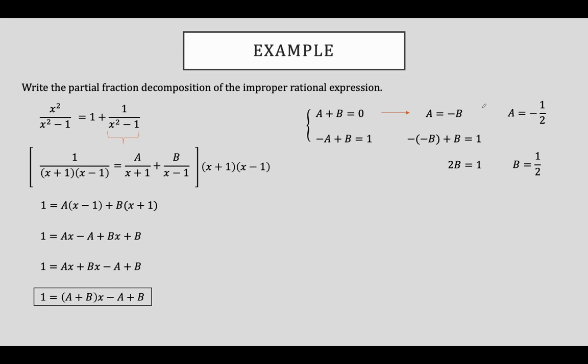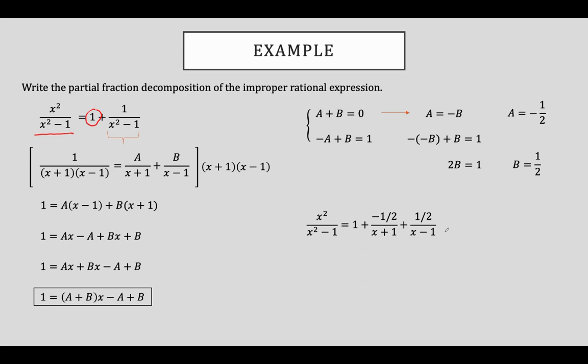All right, now that we've solved for the constants a and b, we are ready to write our final answer. I always recommend starting off with the original expression. X squared divided by x squared minus 1 is equal to. What did it break apart into? Well, don't forget about this 1 to start off. It broke apart into 1 plus, and then we split up this fraction, 1 over x squared minus 1. And what did it split up into? A over x plus 1 plus b over x minus 1. X squared divided by x squared minus 1 is equal to 1 plus negative 1/2 over x plus 1 plus 1/2 over x minus 1.